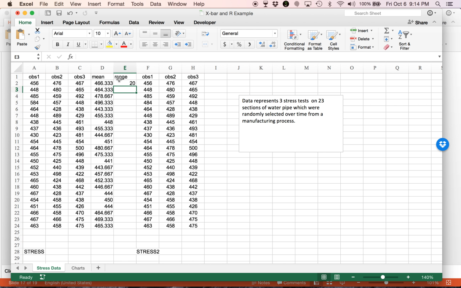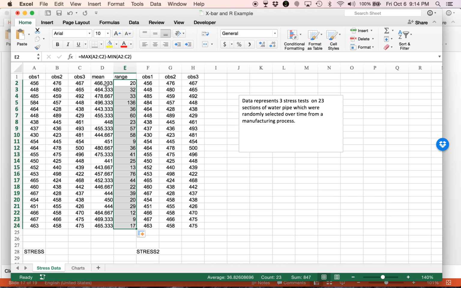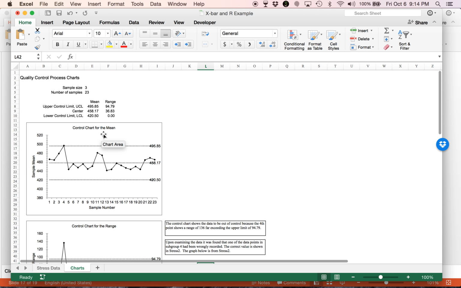Remember, the range is a measure of variability. So we're looking at a central tendency and a measure of variability here, and these are the things that we'd plot on our control charts, and we'd like to see if these are normally varying. Okay, so taking a look at what we have here.